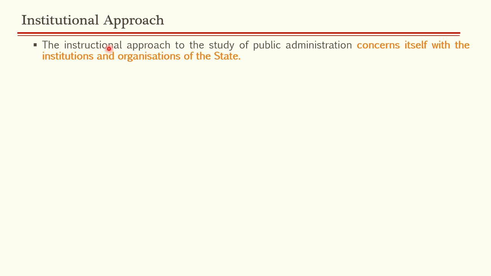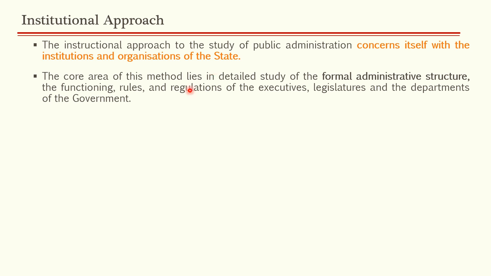The institutional approach, sorry for the spelling mistake, the institutional approach to the study of public administration concerns itself with the institutions and organizations of the state. So very simply, what does this approach consist of? It concerns itself with the institutions or the organizations of the state. The core area of this method lies in detailed study of the formal administrative structure.